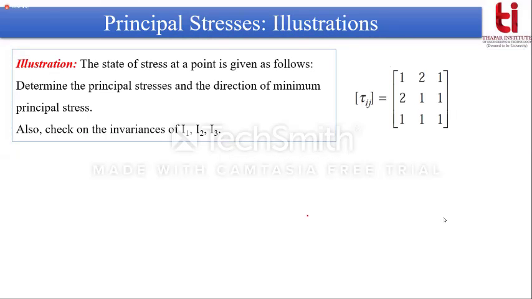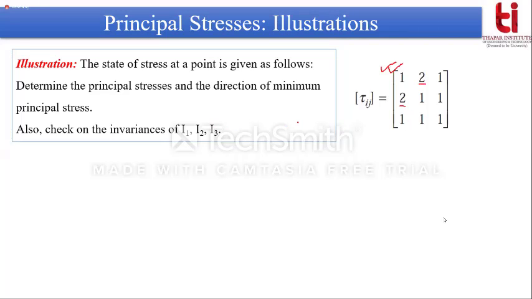And let us say we have this problem. So you have to identify, first of all, that a state of stress is given to us in matrix form, and you can see that it is symmetric. So physically this is a state of stress which is correct. Once this is physical, we can say that it is correct.